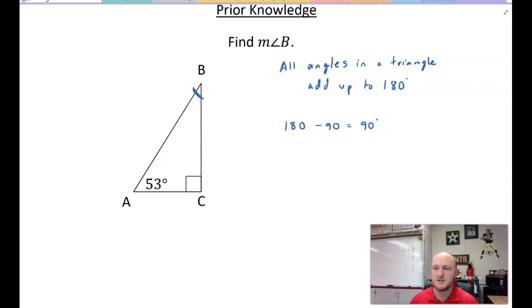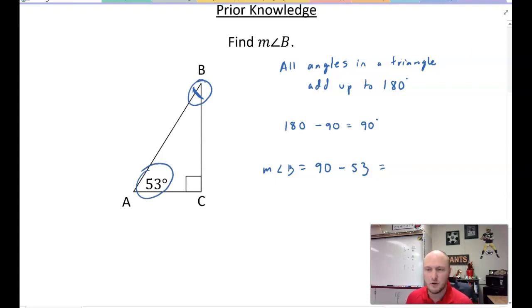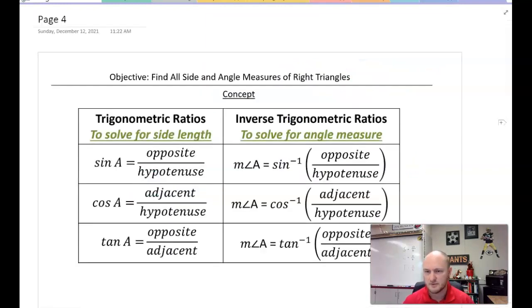So how can I use this information? Well, if angle A is 53, I can go ahead and subtract that from 90. And then that's going to give me the measurement of angle B. This angle and this angle will add up to 90. Always, always, always for right triangles. Okay, so we can go ahead and do this, and it looks like we get 37 degrees. So the measurement of angle B is 37 degrees. Okay, so we're going to use those ideas today to help us solve some right triangles.